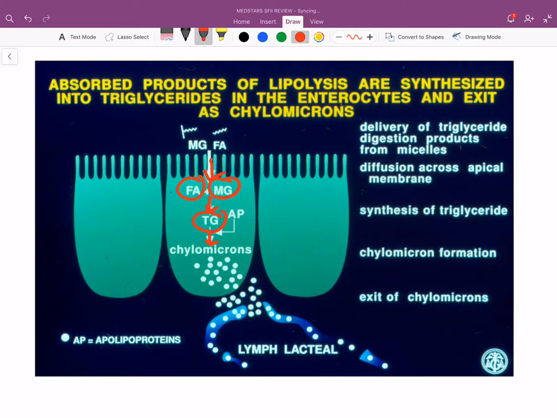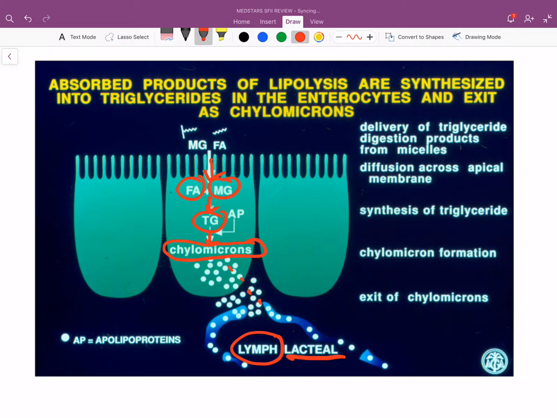smooth ER and packaged up into chylomicrons, and then these chylomicrons are going to be dumped out into lacteals, which is your lymphatic system, right? And then your lymphatic system is going to go into your veins and dump into your veins, and that's how you get fat to go into your blood.